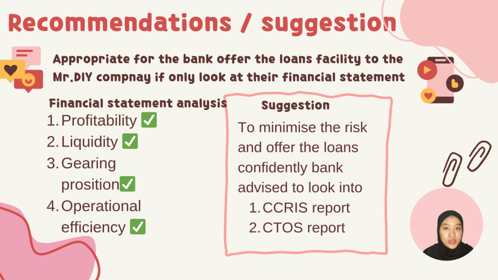Second is the CTOS report. CTOS is a credit reporting agency that issues the credit report of a company. Different from CCRIS, the CTOS report can help the bank to know whether the company has had bankruptcy through its past financial behavior. So I can conclude that the bank can offer the 10 million loan to Mr. DIY confidently, even looking only at their financial statements. This is strongly supported by strong profitability, great liquidity position, low gearing, high debt repayment capacity, and efficient inventory turnover ratio. That's all from me.